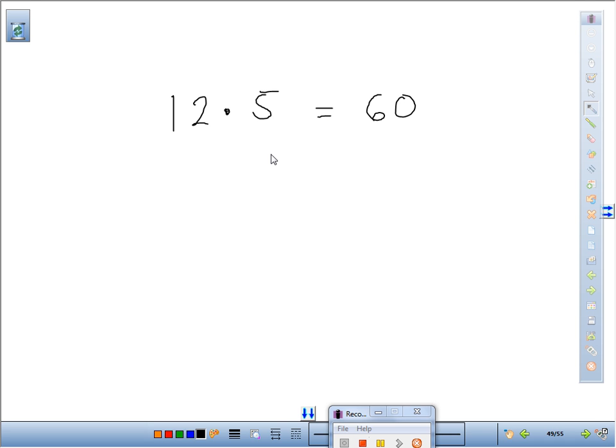Is that correct? I can rewrite this by doing this. 10 plus 2 times 5. Isn't 12 the same as 10 plus 2? Therefore, if I was to multiply this, it should give me 60. Let's see. 5 times 10. 5 times 2. So 50 plus 10, that's 60. You agree with that so far? Okay. So that's a way of writing this.